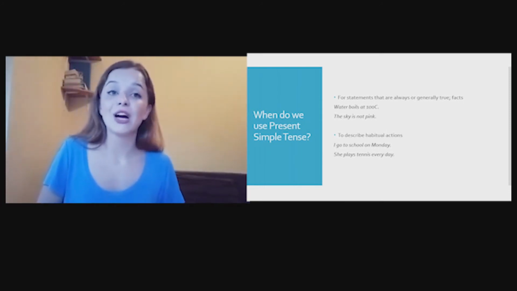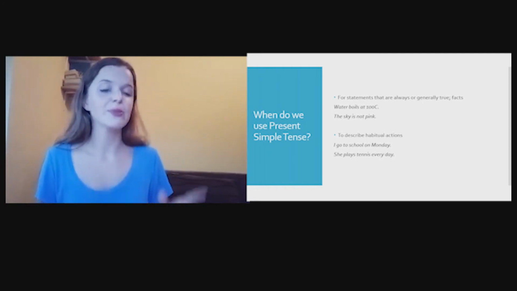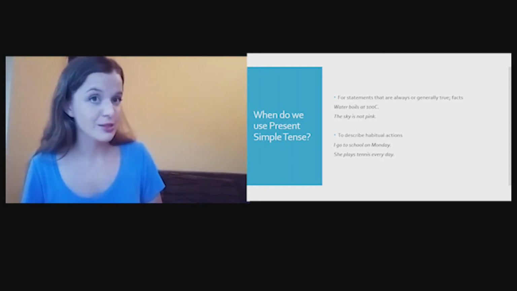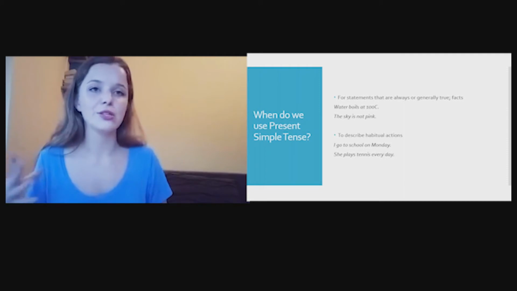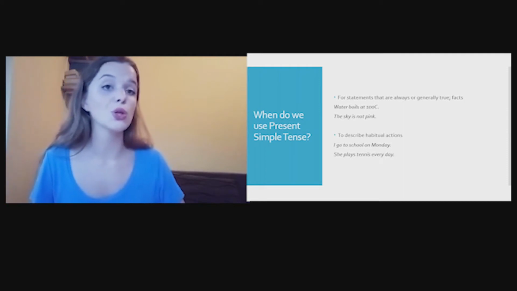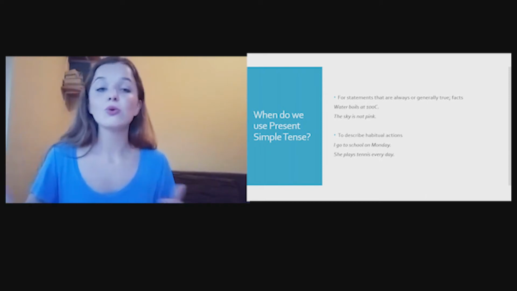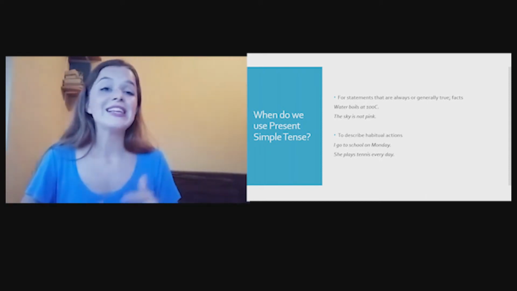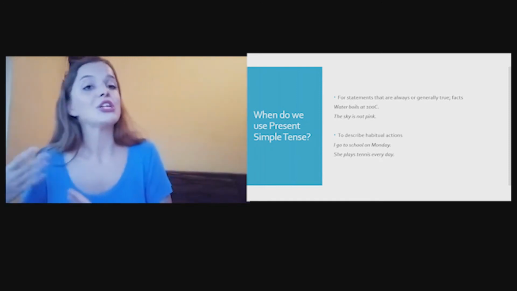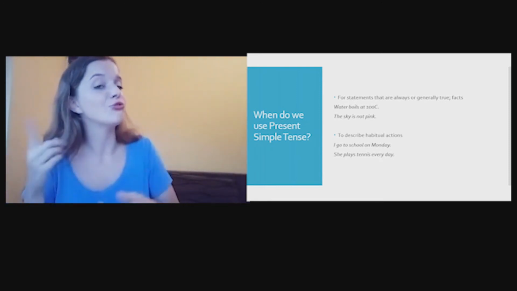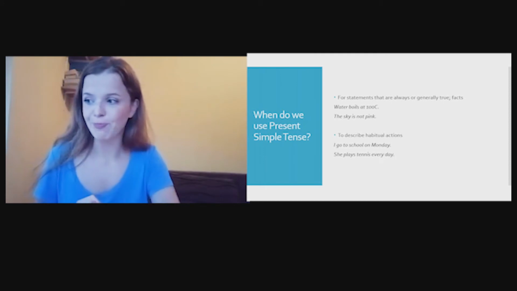Then to describe habitual actions. So the present simple tense is used, and all of the other simple tenses, for habitual actions, actions that repeat over time. So I go to school on Monday, or I go to school every day. She plays tennis every day. So those are the habits that she has and that she regularly repeats.